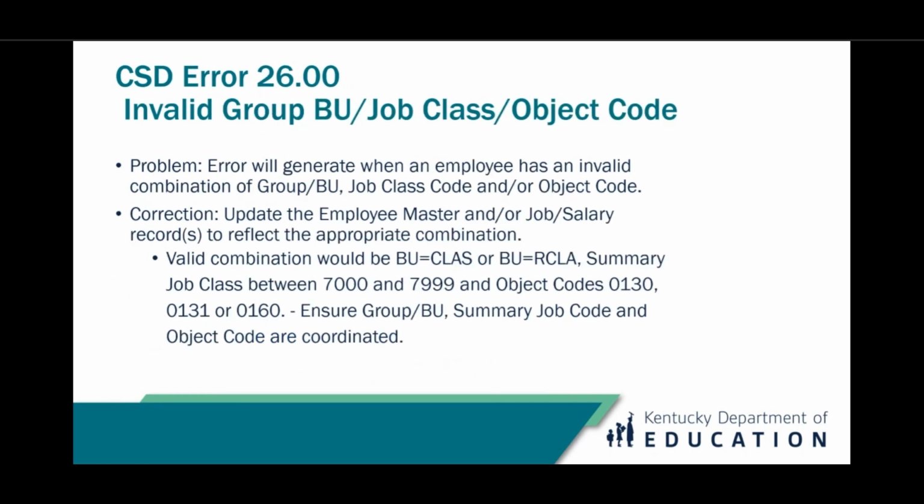So group CSD error 26 is an invalid group BU, job class, or object code. This is very common. We see this all the time. So the error will generate when an employee has an invalid combination of group BU, job class code, and or object code. The correction here is to update the employee master and or job salary records to reflect the appropriate combination. So you're seeing here valid combinations would be BU, CLAS, or RCLA, the summary job class between 7,000 and 7,999, object codes 0130, 31, 0160. So you want to ensure the group BU, summary job code, and object code are coordinated.